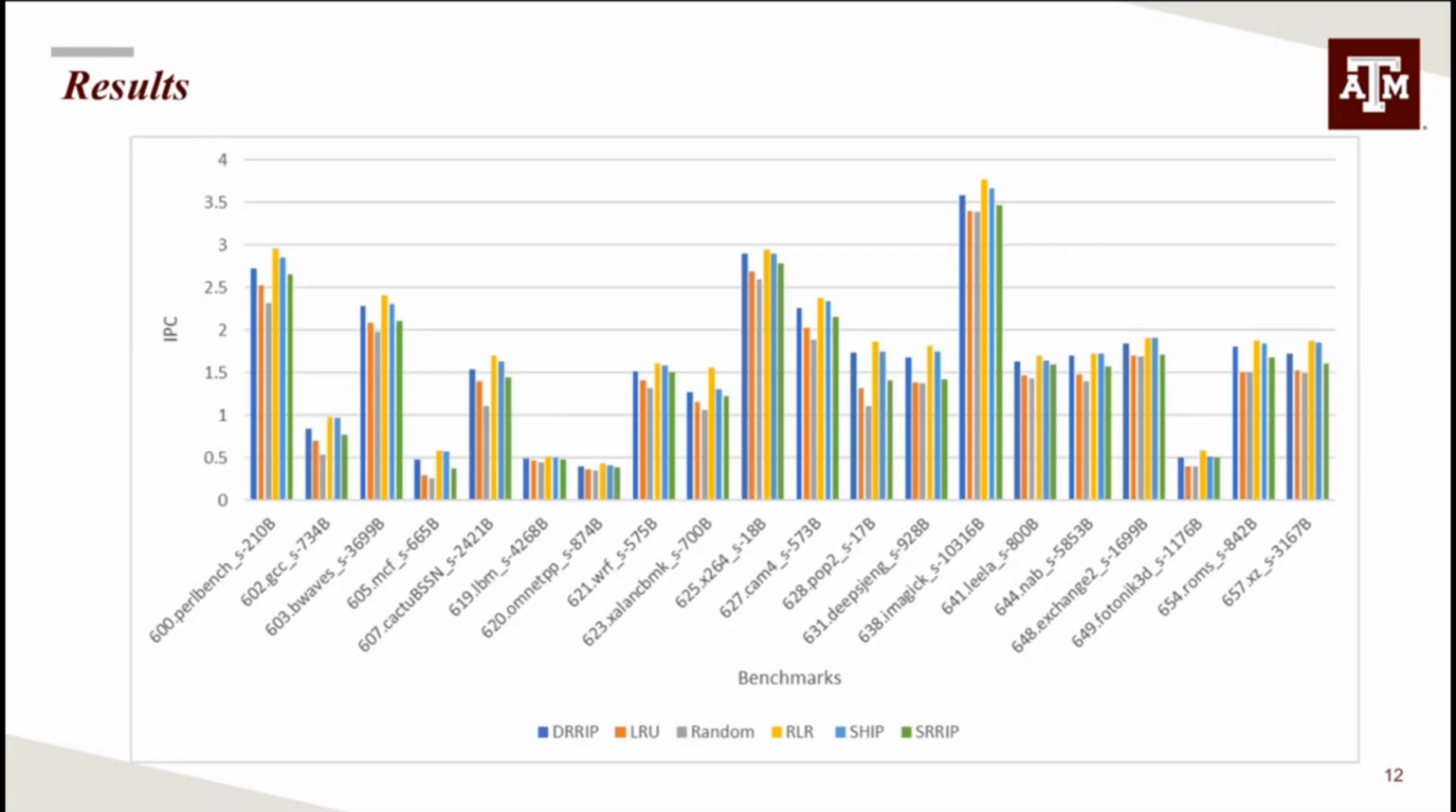So first, let's see our IPC graph. Starting with Perlbench, DRRIP achieves an IPC of 2.718, while RLR and SHiP lead at 2.953 and 2.853 respectively. LRU and random lag at 2.518 and 2.318, showing that advanced policies handle this workload better.